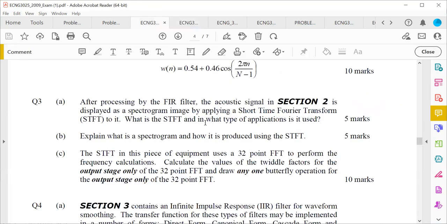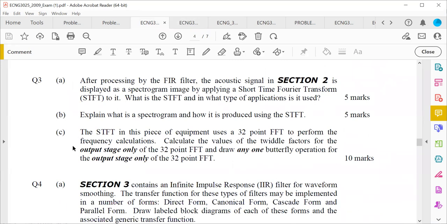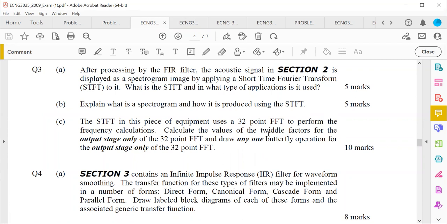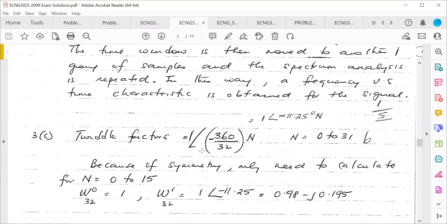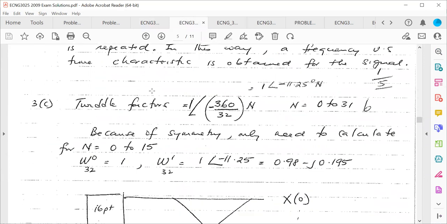Next part. All right, so that is how the STFT is produced. Well, this one was just now you have a 32 point FFT. Calculate the values of the twiddle factors for the output stage only of the 32 point FFT and draw any one butterfly operation for the output stage. If it's a 32 point FFT, you have to have 32 twiddle factors, and all of them are going to be multiples of magnitude one angle minus 2 pi over 32, or minus 360 over 32 degrees, however you want to look at it. And n is going to go from 0 to 31.